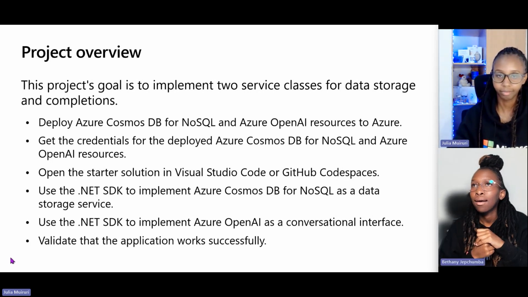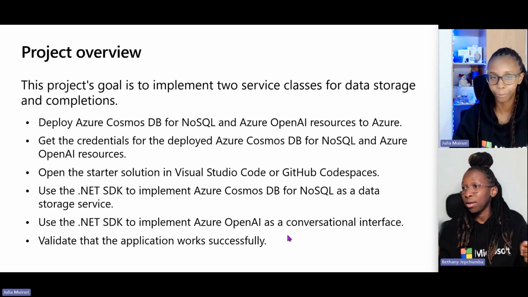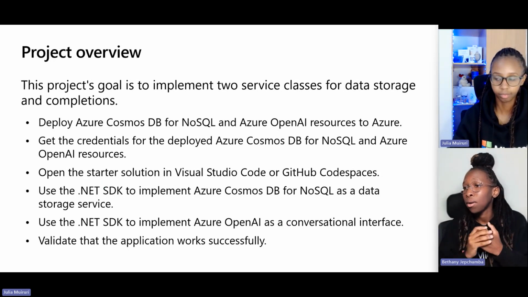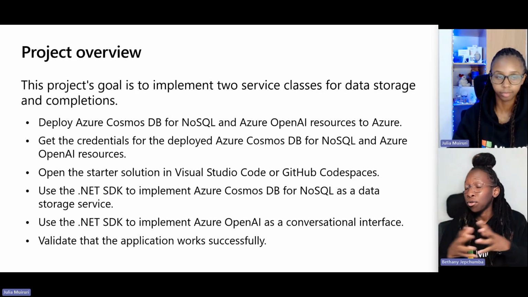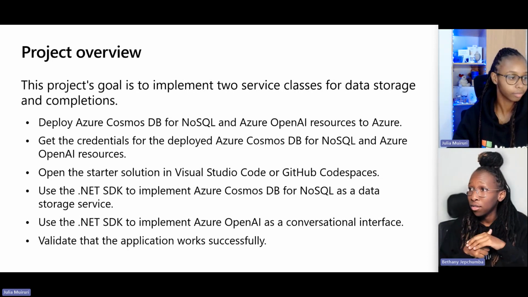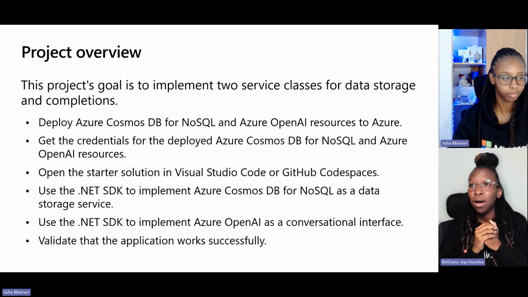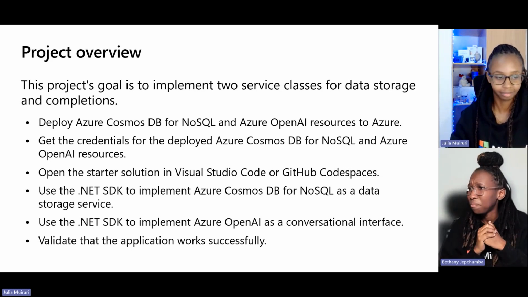Yeah, and I think once we've been able to deploy resources and have our code running on GitHub Codespaces, it's now easier for us to write the code whereby we'll implement Azure Cosmos DB as our storage service, and also implement Azure OpenAI as our conversational interface. Then from there, we'll check and see, does our application actually work? Have we been able to meet our goals? And yeah, I think that's it, right?